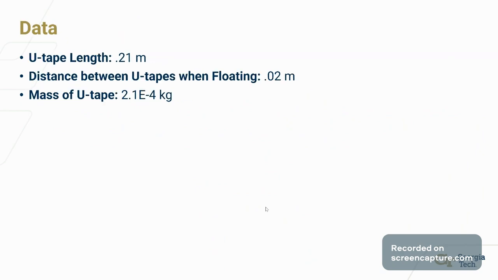Some of the data from this lab was that my U-tape length, both of them, was about 21 centimeters, and the distance between the two U-tapes when they were floating was about 2 centimeters. I needed to find the mass of the U-tape to determine the gravitational force on tape B, and the lab told us that a clear piece of tape like that is about 1 gram per meter. So multiplying that by the length, I was able to find the mass of the U-tape being 2.1 times 10 to the negative fourth kilograms.